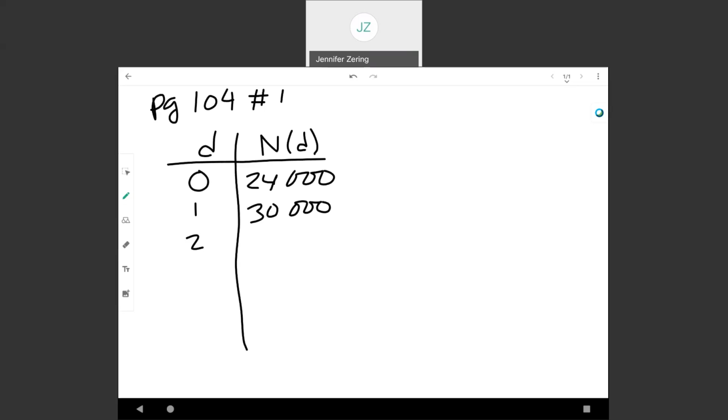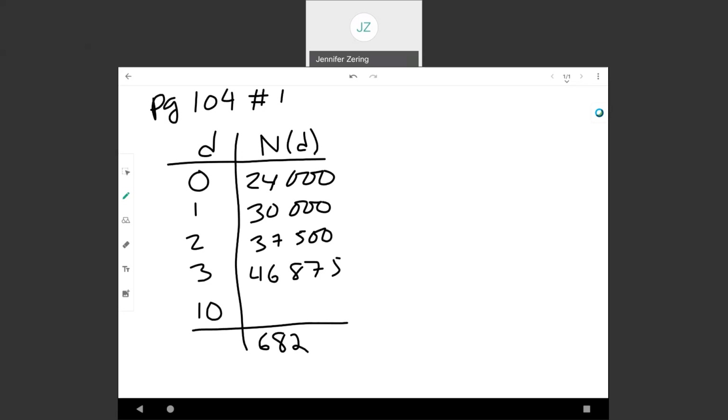2 days, we have 37,500 cells. 3 days, we have 46,875 cells. And then at 10 days, it is left blank for us to calculate how many cells that would be. And our last row says that I don't know how many days, but at some number of days, there would be 682,121 cells. So those blanks are left there for us.